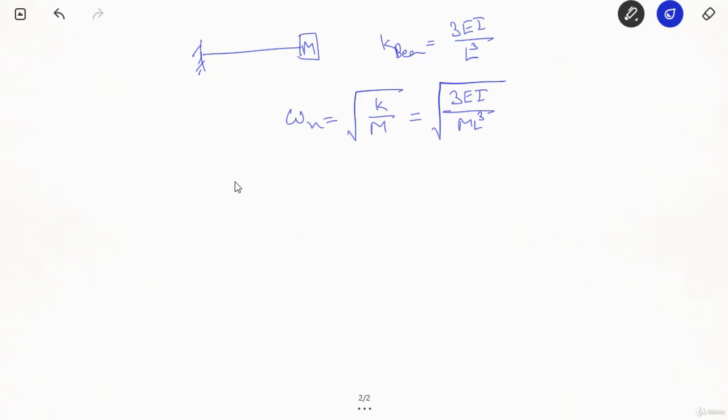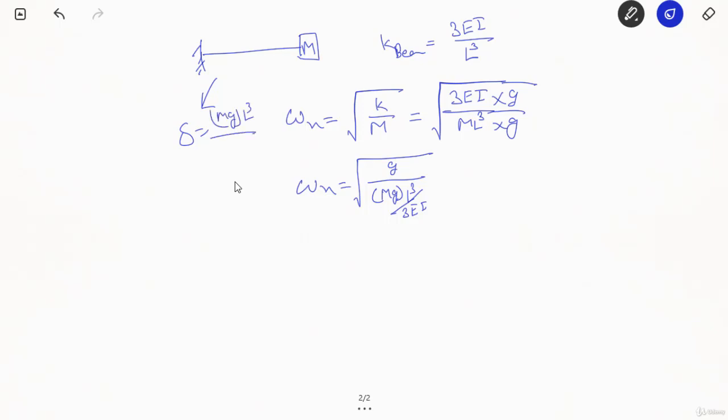If we multiply both numerator and denominator with g and rearrange the terms, we get the expression of omega n as the square root of g divided by (mg L cube divided by 3EI), right? If you remember, the deflection formula for this particular beam case is mg L cube over 3EI.